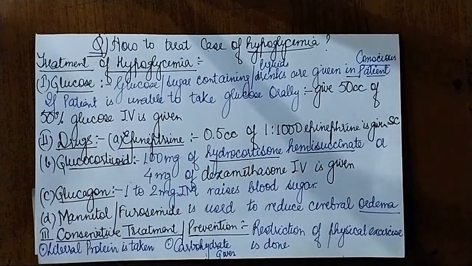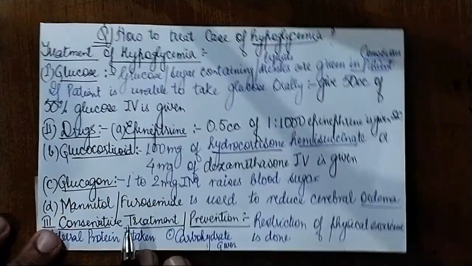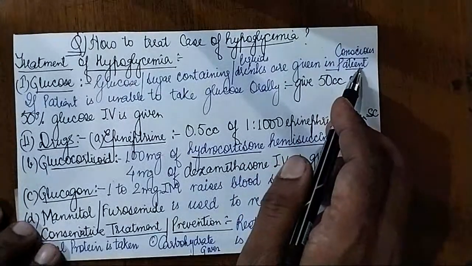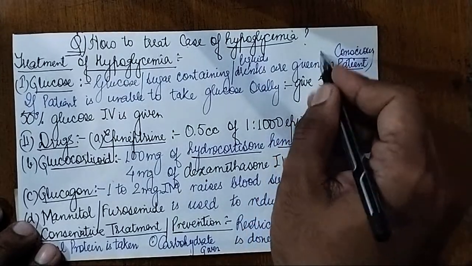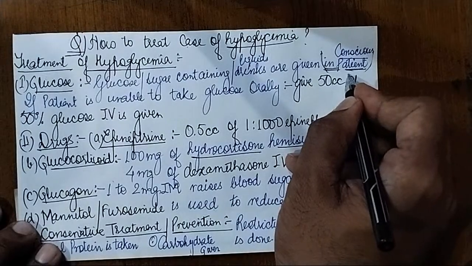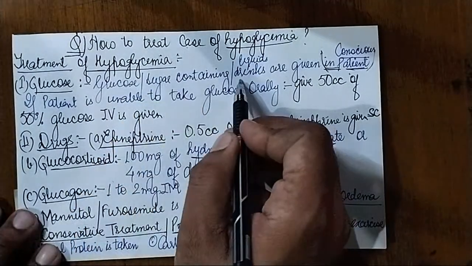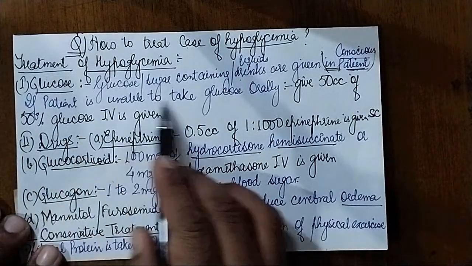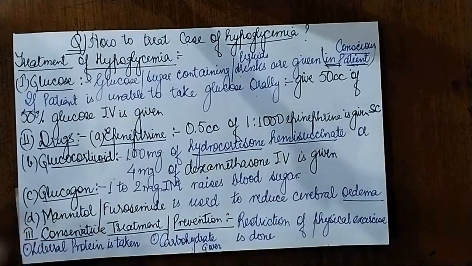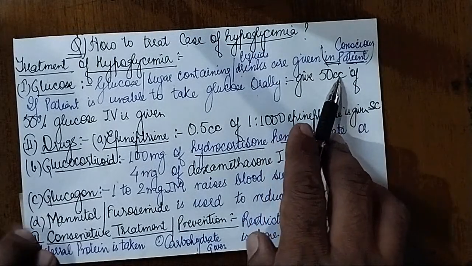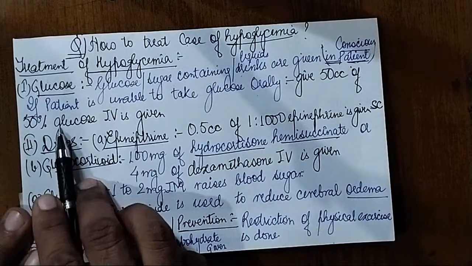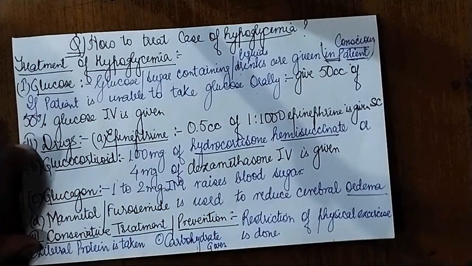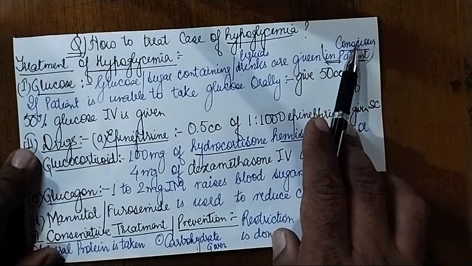So for the treatment of hypoglycemia, first, what you should do is summarize it in the form of points. The first is glucose. If the patient is awake and perfectly conscious, glucose and sugar-containing drinks or liquids should be given. And if the patient is unable to take glucose orally, 50 cc of 50% glucose IV is given to such patients. Once this hypoglycemia is not being controlled, and if the patient is conscious, this resort can be taken.